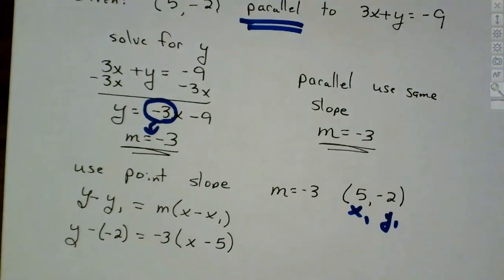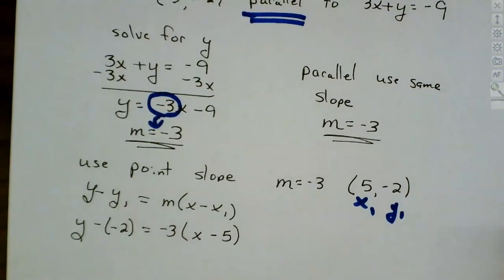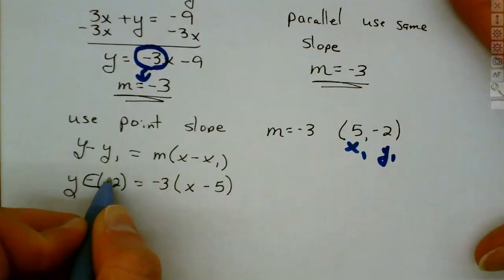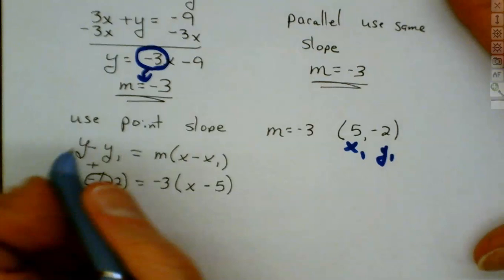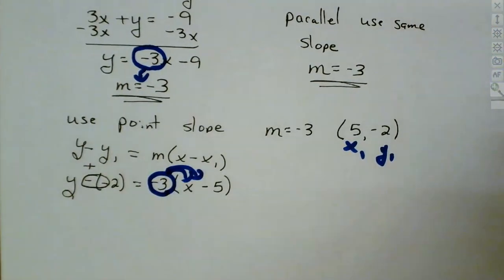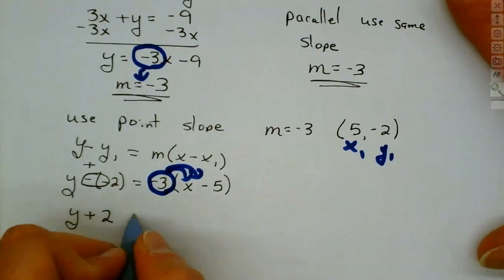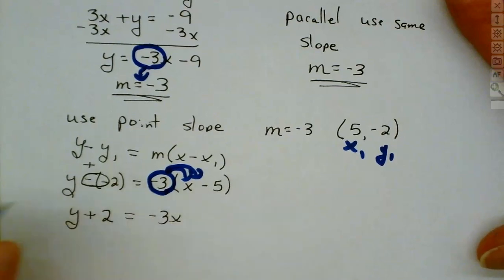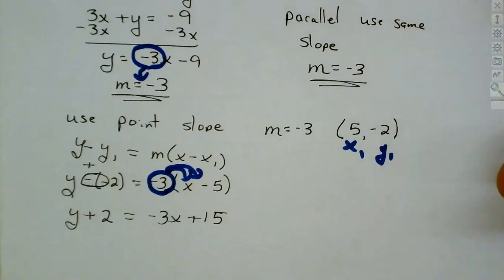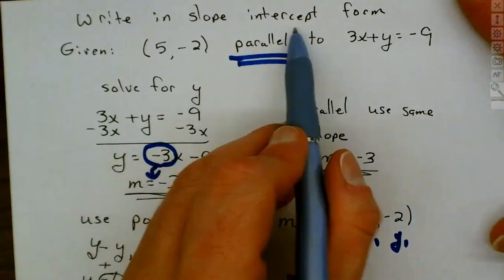Now, when we work these out, we have to be very careful and watch for double negatives. So if we have a double negative, we make it then a positive. And we're going to distribute this negative 3 through. And that's going to give you now y plus 2 equals negative 3x. Negative and negative makes it a positive 15. We want it in what? Make sure we know. We want it in slope-intercept here.